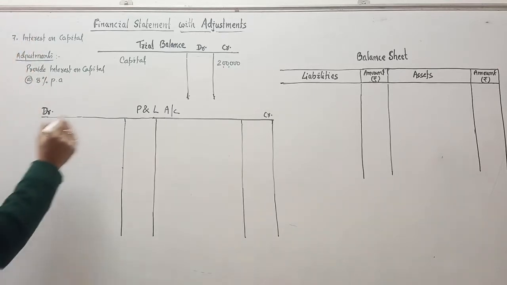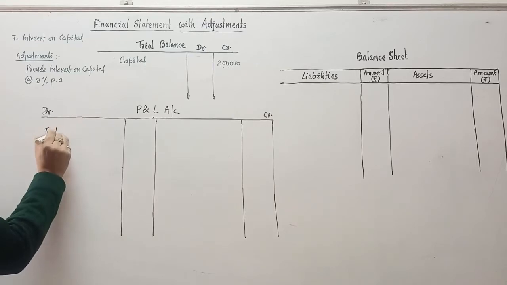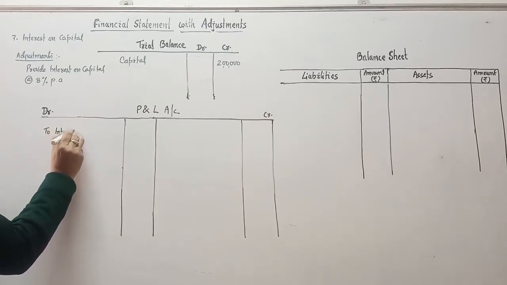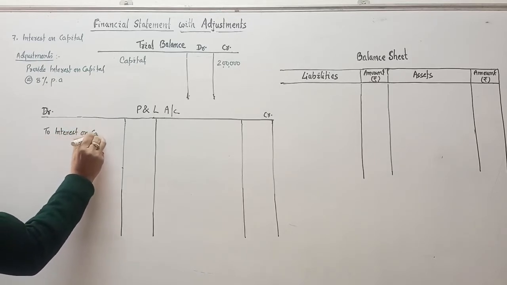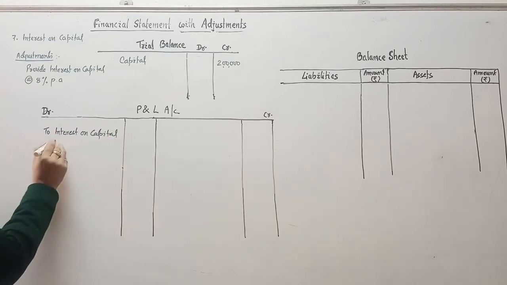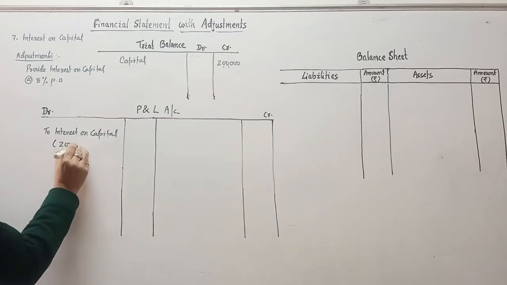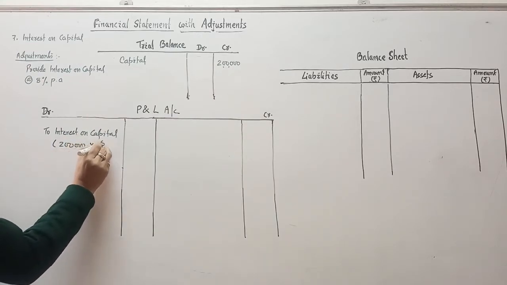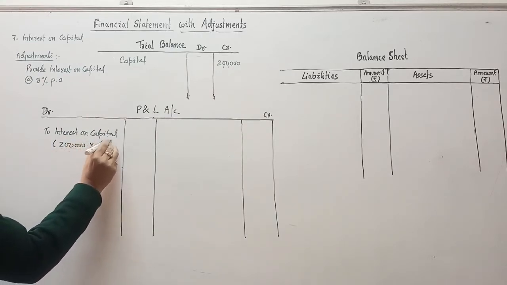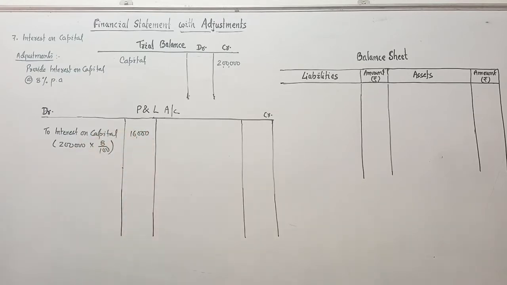So what we'll do, we'll write the interest on capital in the debit side of profit and loss account. So capital is how much? The capital amount is 2 lakhs, rate of interest on capital is 8%, so it is how much? It is 16,000 is the interest on capital.